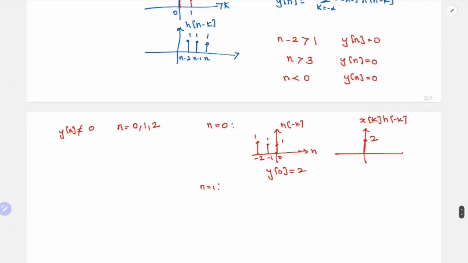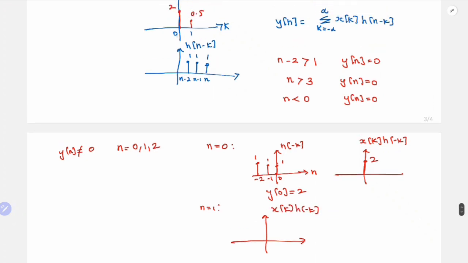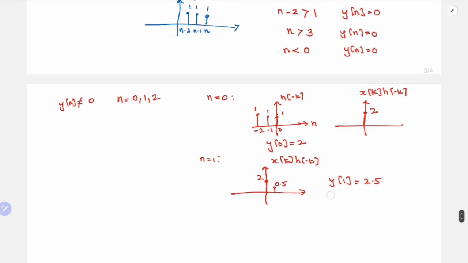And n equal to 1. Let's see what happens. So this h of minus k will just shift one more unit. So your x of k into h of minus k will be this plus this. So 2 and 0.5. When I sum it up, I will get y of 1 equal to 2.5, right?